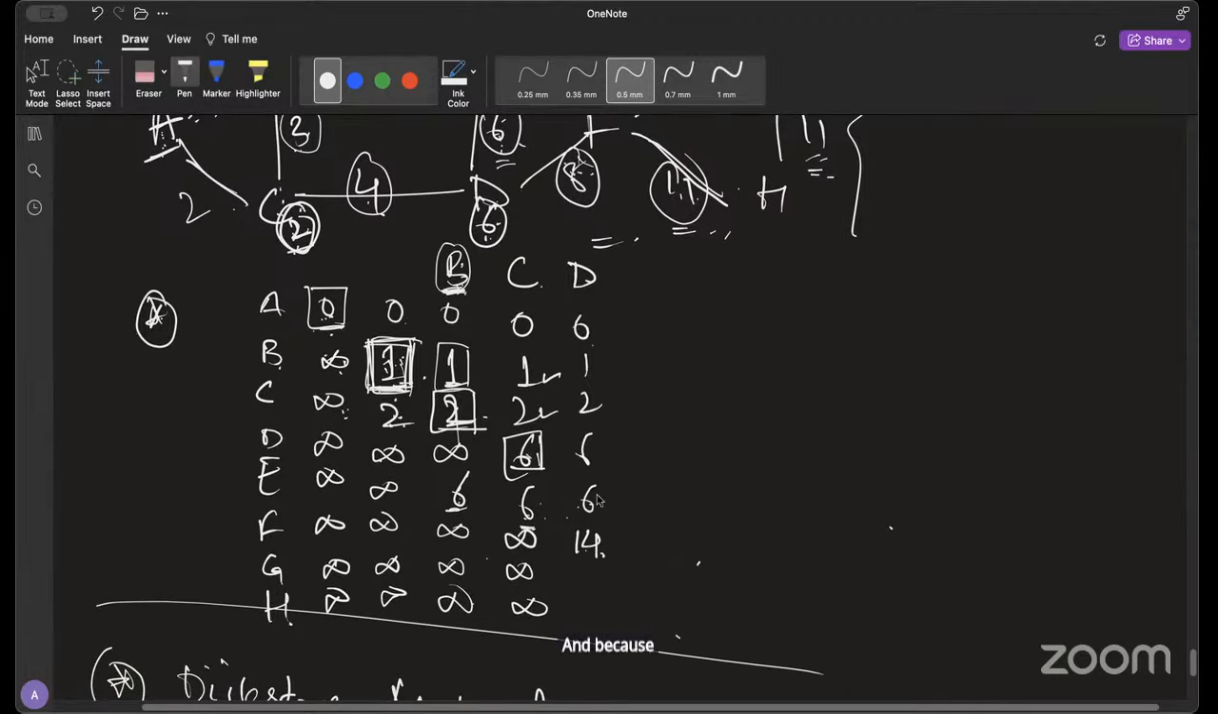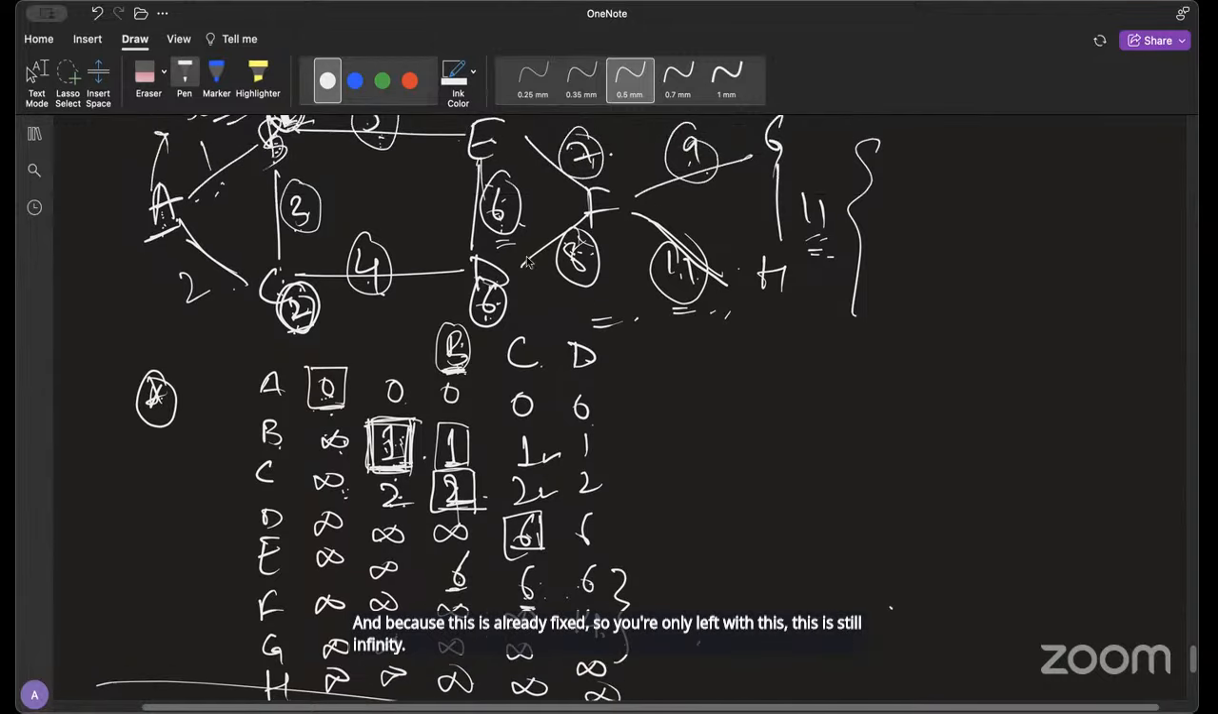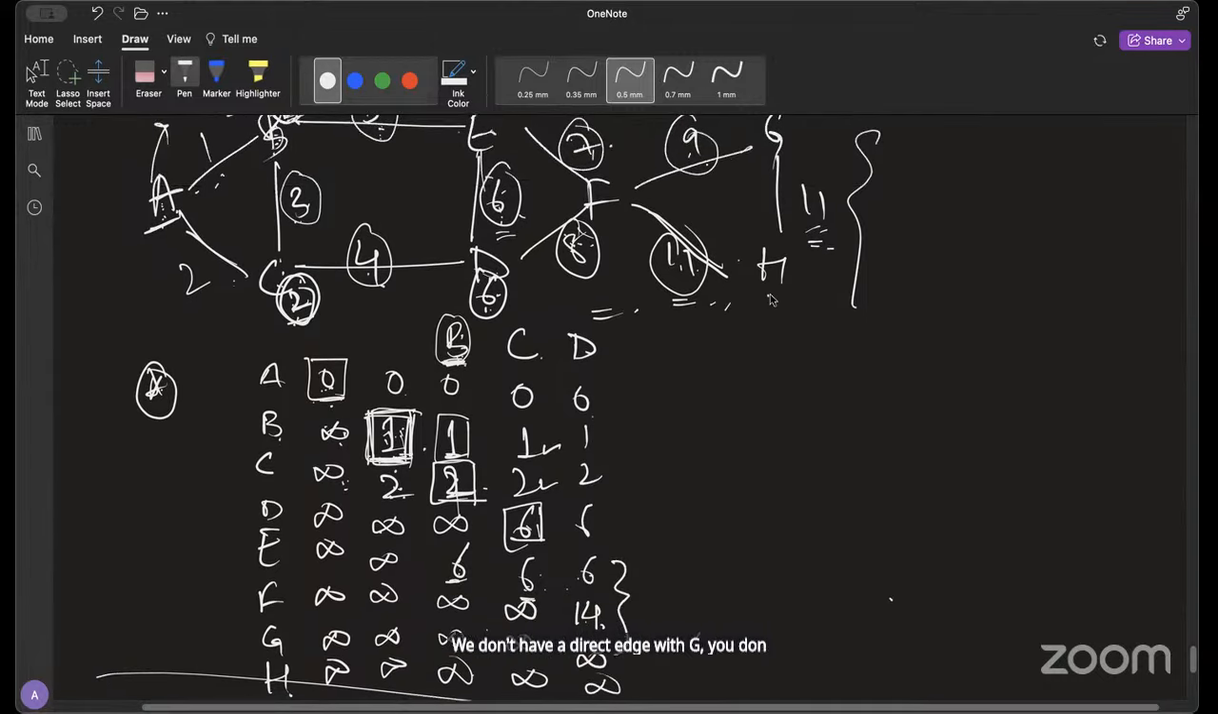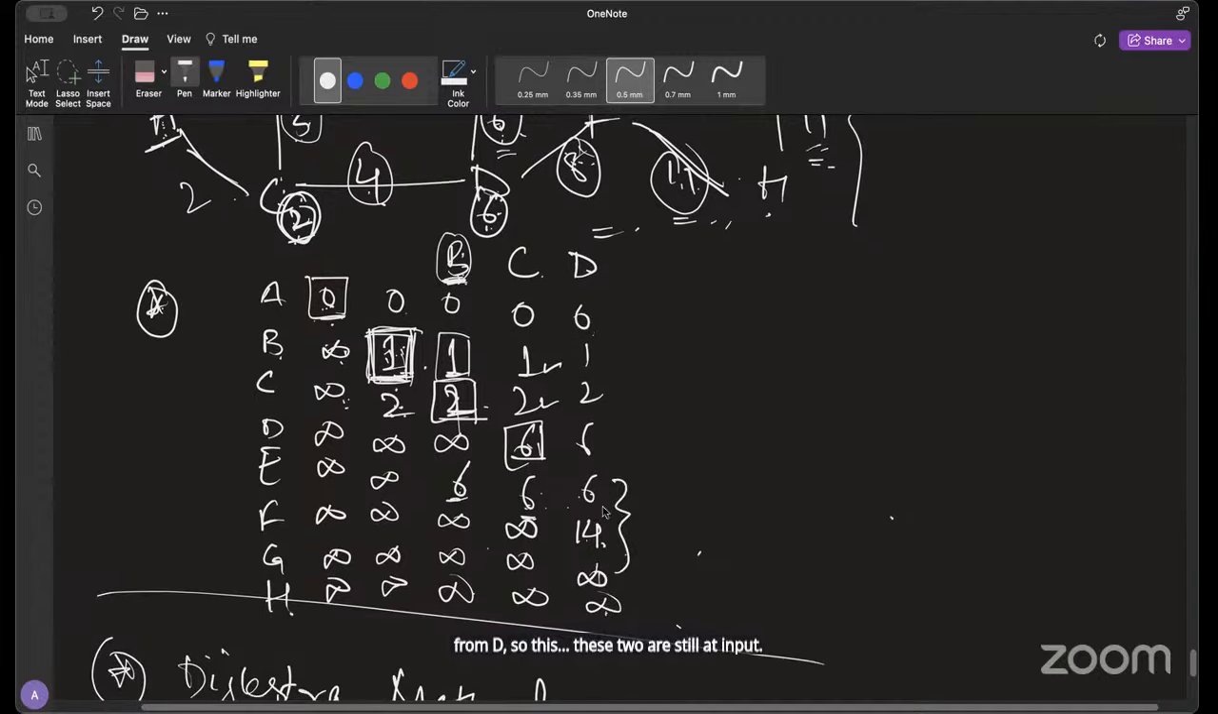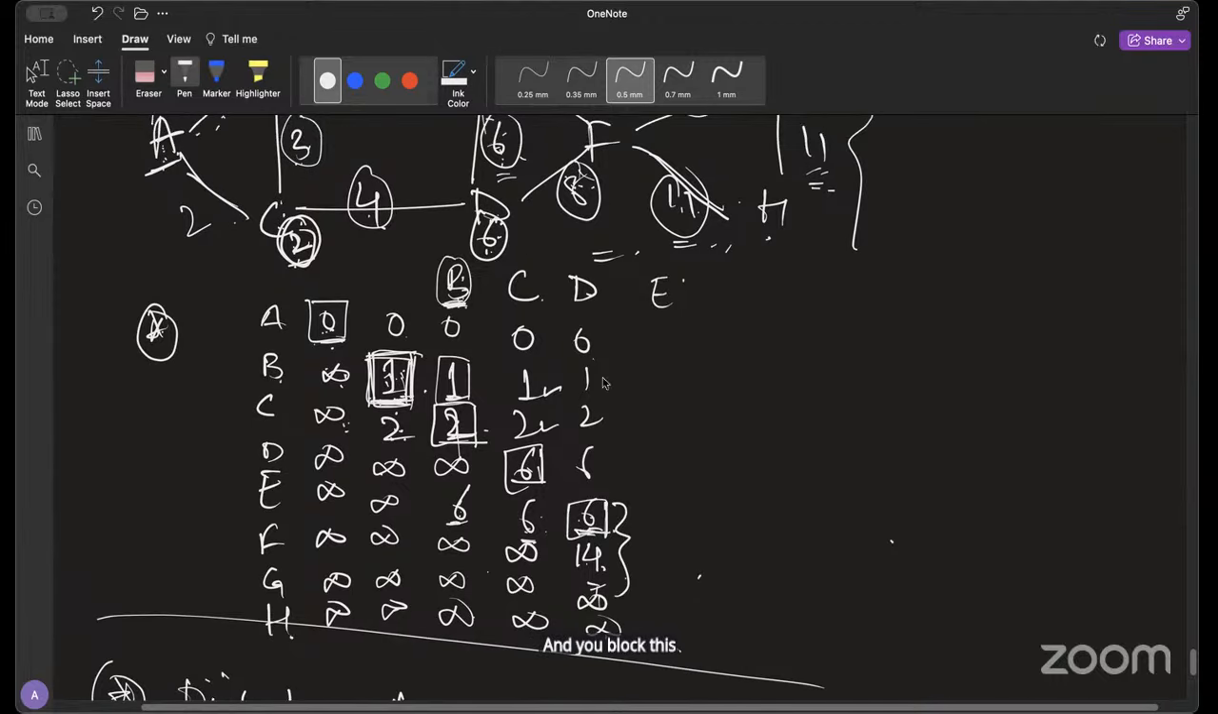And because this is already fixed, you're only left with these. This is still infinity. You don't have a direct edge with G, and you don't have a direct edge with H from D. So these two are still at infinity. Now you choose the minimum from these two. The minimum is for E, right? So you write an E here, and you block this. That means now you can't change this thing.